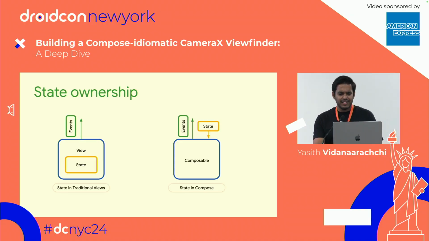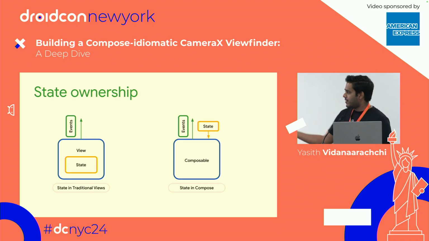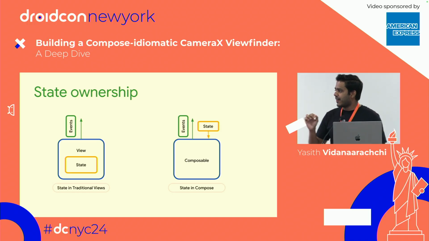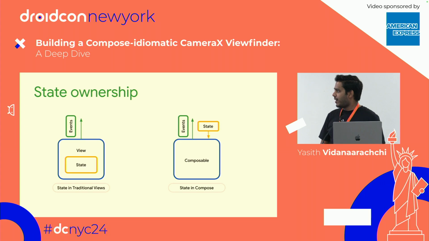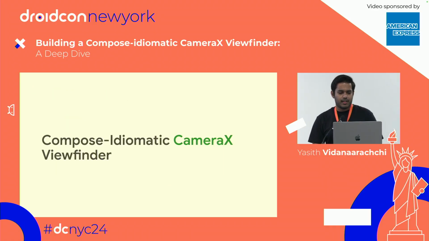Let's also talk a little bit about state ownership. In the traditional view, you usually have the state inside of the view, and you have events that go out from that view. But in composables, we prefer to bring the state from outside into the composable, and the events are the same. They go outside from the composable. And views have variables, getters, and setters. Composables use functions and state as arguments. So this is one of the main differences.